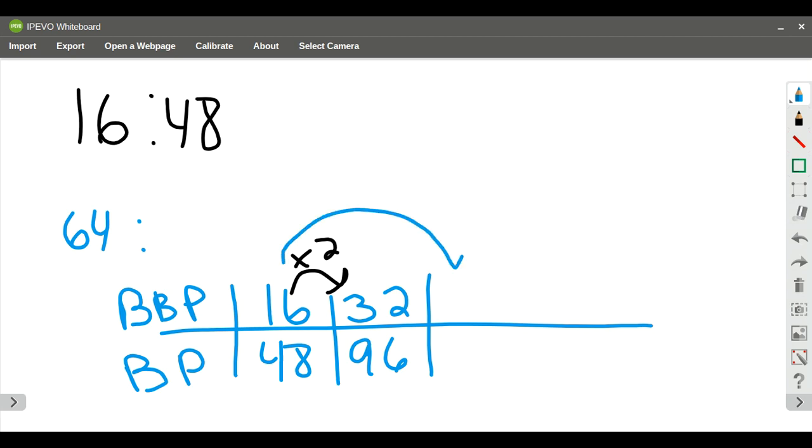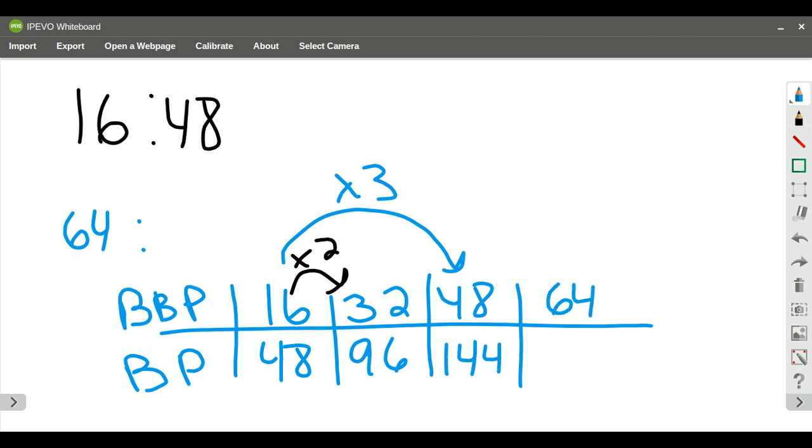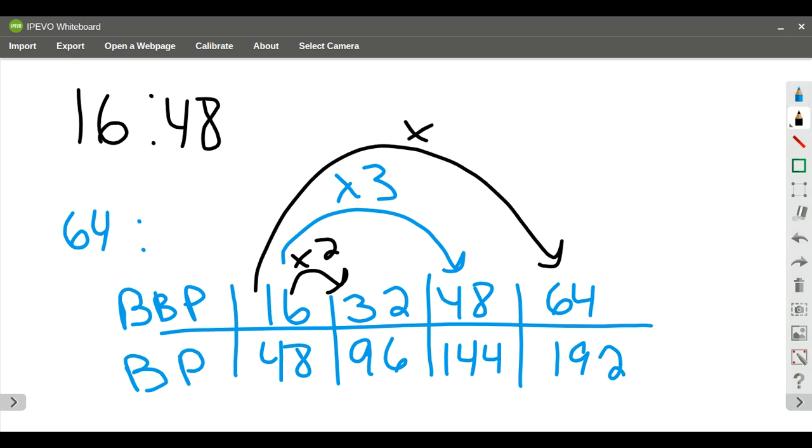Then if I multiply by 3, so here I'm just going to add 16, I'm going to end up with 48. And then 48 times 3 is going to be 144. Then if I multiply it by 4, I get 64, and when I multiply 48 by 4, I end up with 192. You'll notice that each time I take that base number, both parts of the ratio, the 16 and the 48, I'm multiplying by the same factor. In this column I multiplied by 2, in this column I multiplied by 3, and in this column I multiplied by 4.